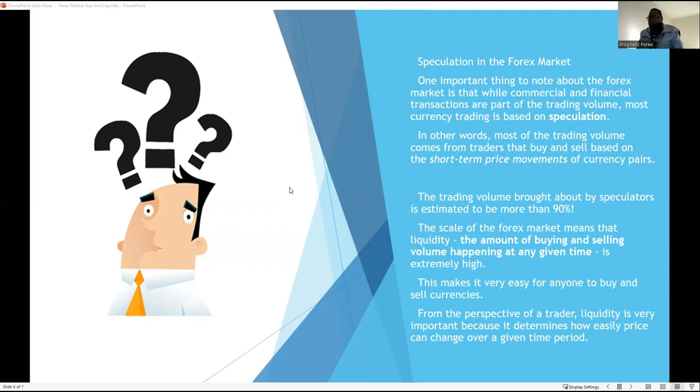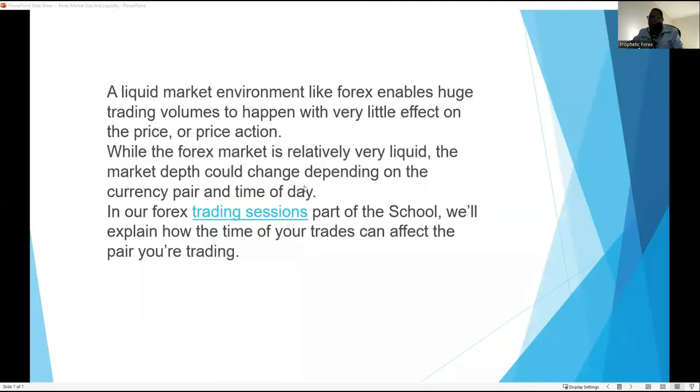I think I did say this, guys, in another analysis, that I would rather trade a market knowing very well that there's going to be liquidity, because I don't have to hold the trade over time. And of course, a liquid market like Forex enables huge trading volumes to happen with little effect on price action. While the Forex market is very liquid, the market depth can change depending on the currency pair and the time of the day.